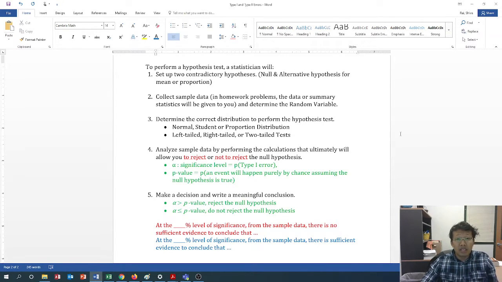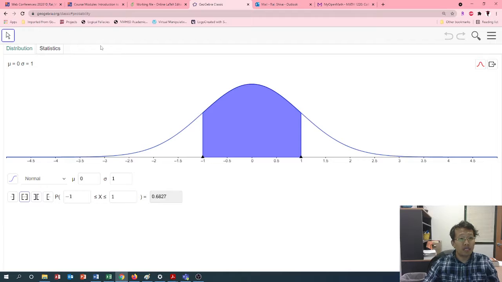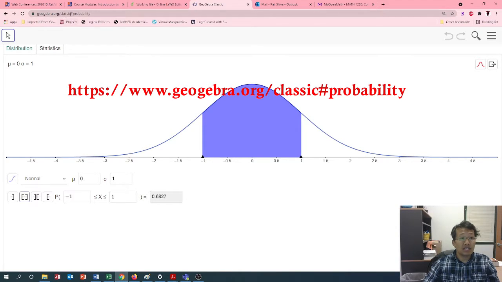Okay. And I would like to make things much easier. So that's why I'll just give you a table, and we will be using the GeoGebra graphing calculator. Okay, so here, hypothesis testing for one sample mean. If the distribution that you have chosen is normal, then in the GeoGebra probability calculator you go for z-test of a mean. You go to this website, geogebra.org/classic-probability, and click on statistics.